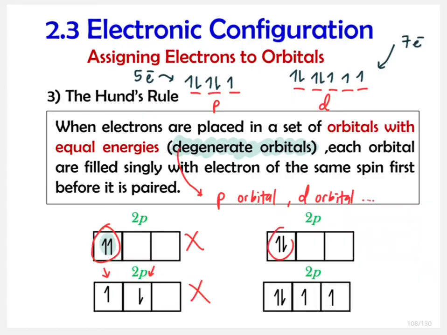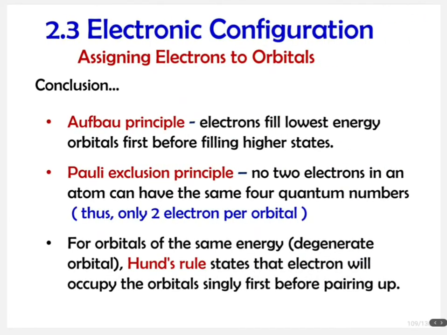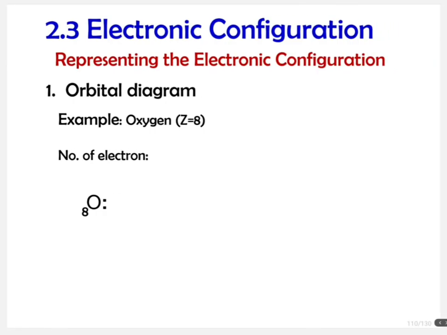Yang seterusnya, opposite spin tapi masih bilik yang sama, orbital yang sama juga tidak boleh. Contoh yang terakhir boleh kita nampak, 1, 2, 3, and then baru dia pairkan 4. Yang ini baru betul. Jadi dah boleh nampak dekat sini ketiga-tiga rule yang kita akan guna untuk assign electrons into orbitals. Kita dah go through Aufbau, Pauli's dan juga Hund's rule. Ini conclusion saja, boleh baca.